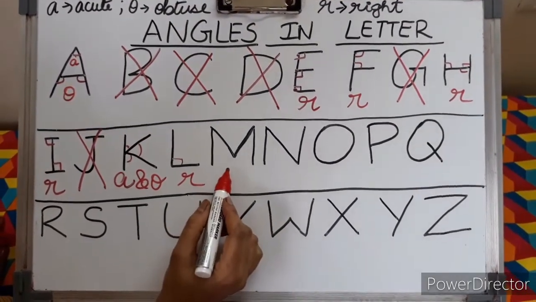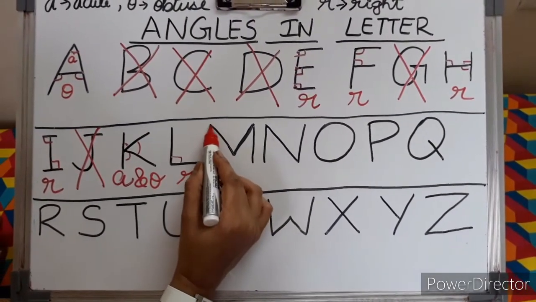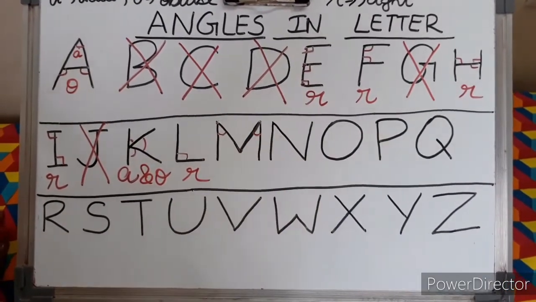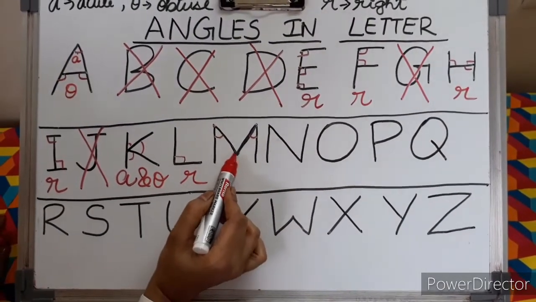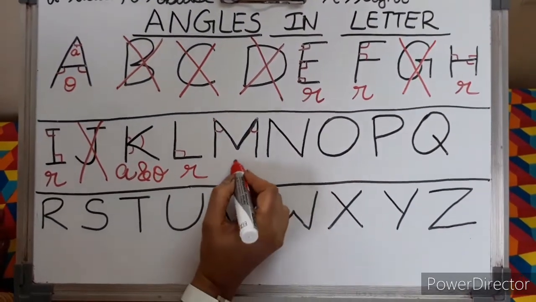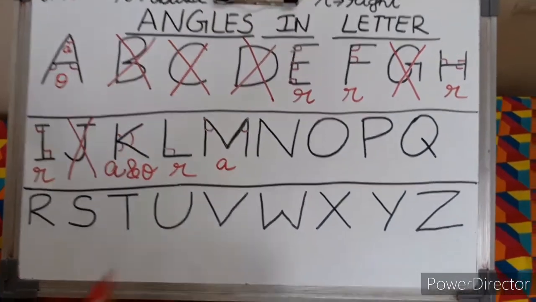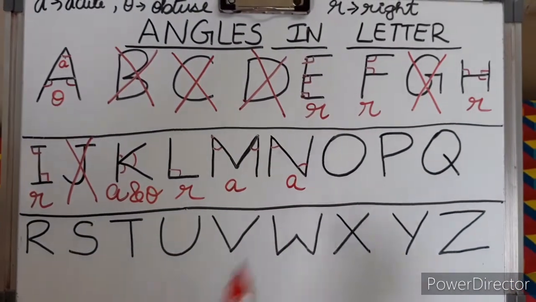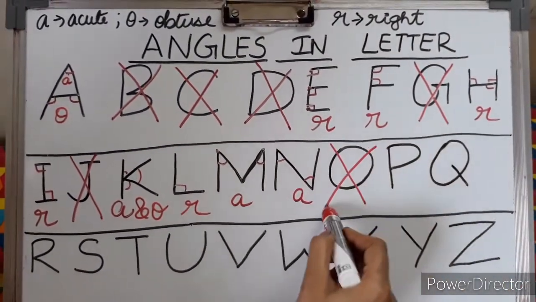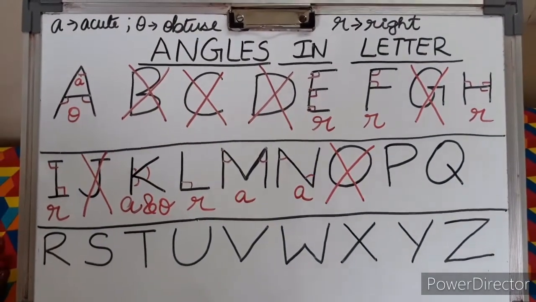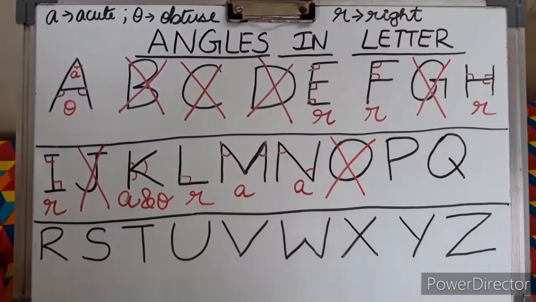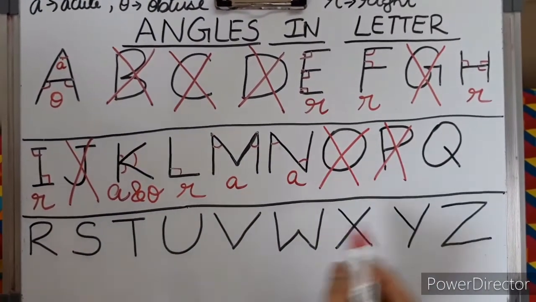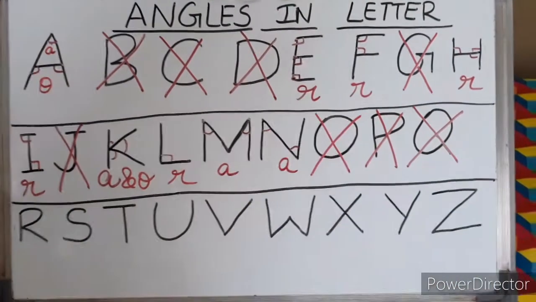For letter M, again you can see these are the points. This is one angle, and this is one angle. Seeing this angle you can predict that it is less than 90 degrees, so this is an acute angle. The same with N, it forms an acute angle. O again is a curvilinear figure, so no angle is formed. For letter P, there is again no formation of any angle. For Q also there is no formation of angle.